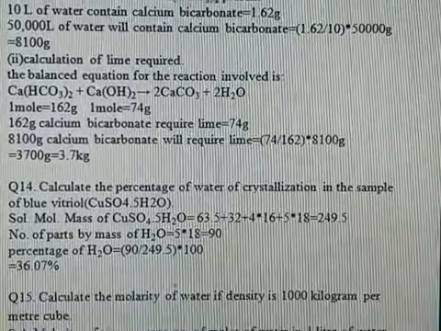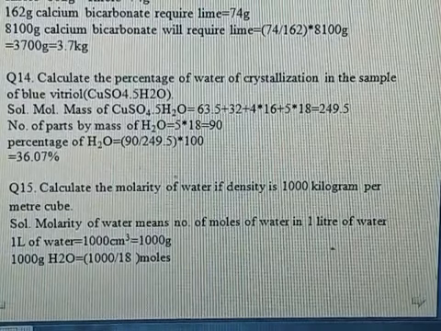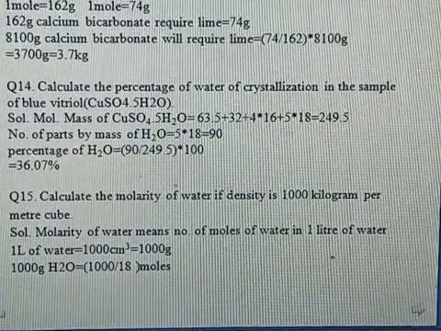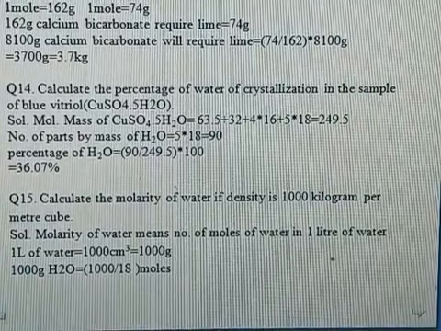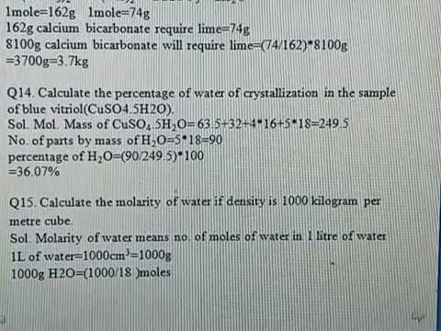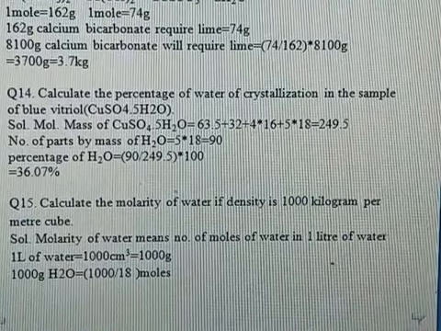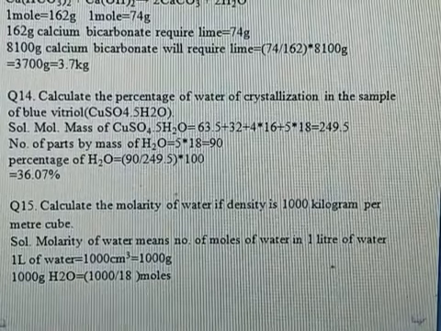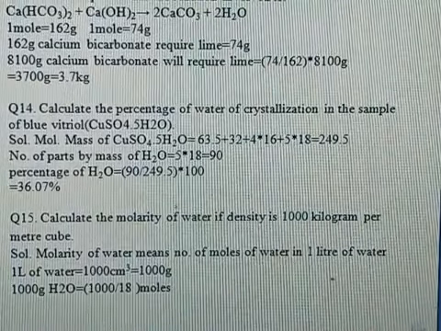Now question number 14 is: calculate the percentage of water of crystallization in the sample of blue vitriol, copper sulfate with 5 molecules of H2O. So in this you have to calculate the percentage of water. First of all, we will calculate the total molar mass of copper sulfate dot 5 H2O. Here the atomic mass of copper is 63.5, sulfur 32, oxygen 16, hydrogen 1, oxygen 16. So you will simply put the values and it comes equal to 249.5.